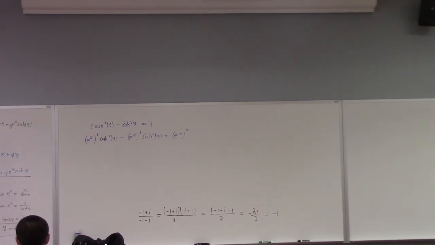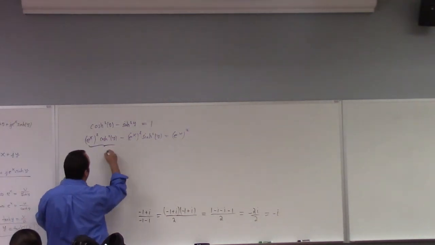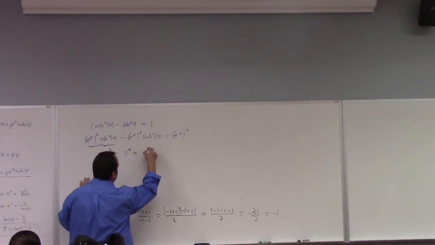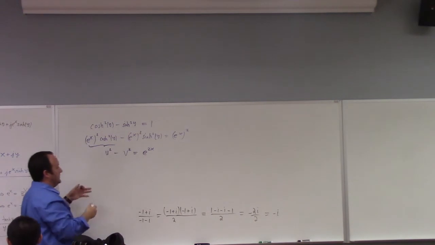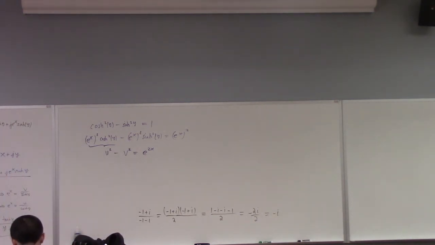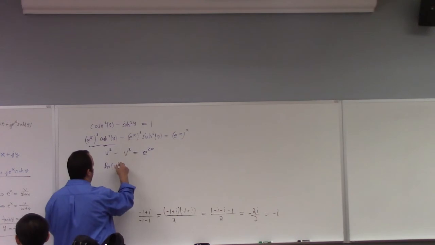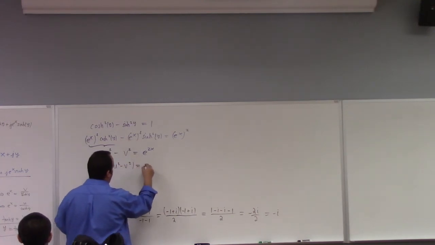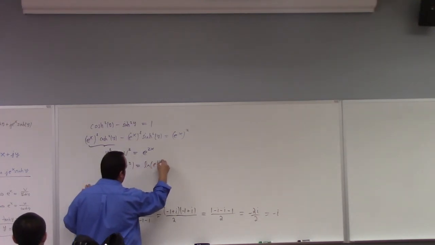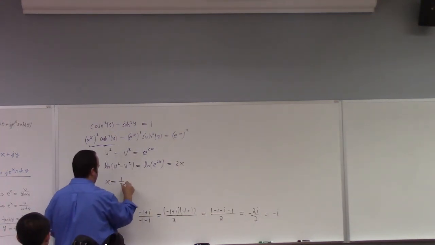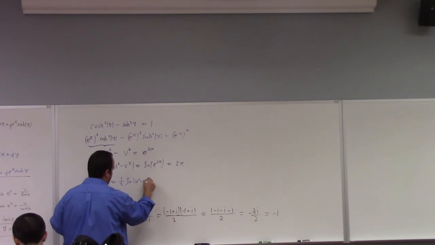Exactly. So now we've got u squared minus v squared equals e to the 2x, which is very nice because now it's an equation just with x, and with u and v we can solve for x. Take the natural log of both sides, which gives me 2x. And there you go. x is 1/2 natural log of u squared minus v squared.